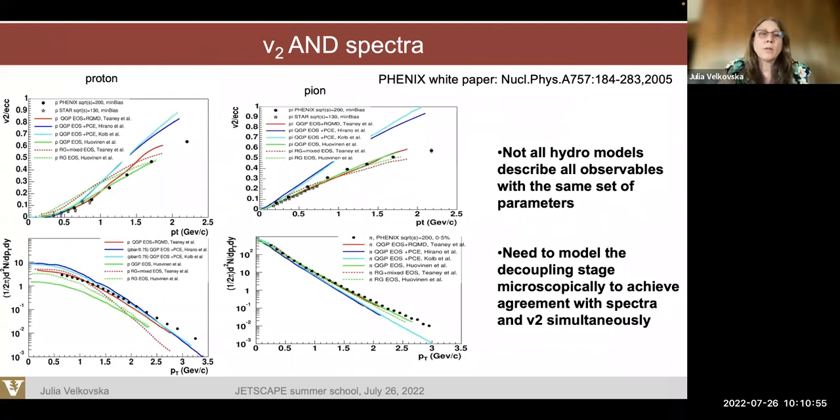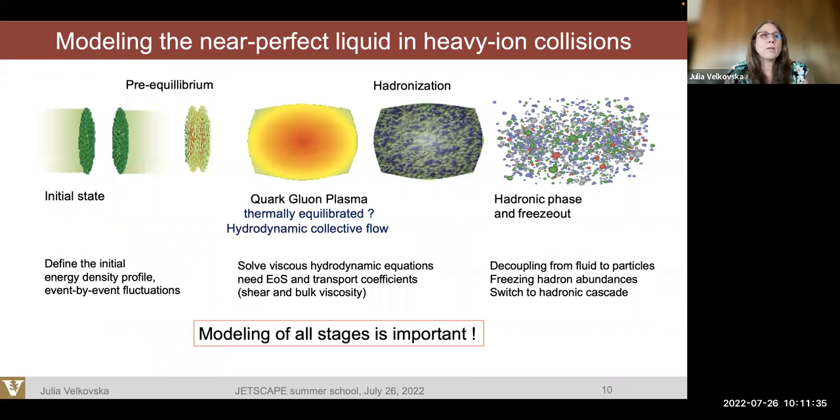So at the time, of course, we tried to compare to every hydrodynamic calculation that was on the market. And for these two observables, the flow here scaled by the eccentricity and the transverse momentum spectra, what we found here in the PHENIX white paper is that not all hydro models describe all observables with the same set of parameters. And the best description you find with the models that are modeling the decoupling stage microscopically. And with that, the first multi-component modeling of the heavy ion collision emerged.